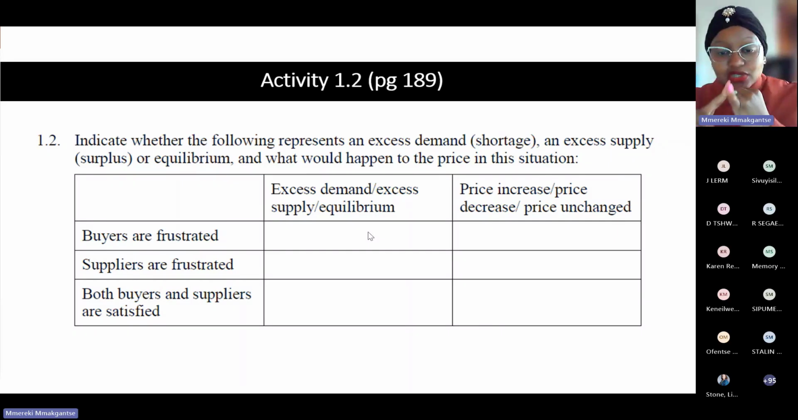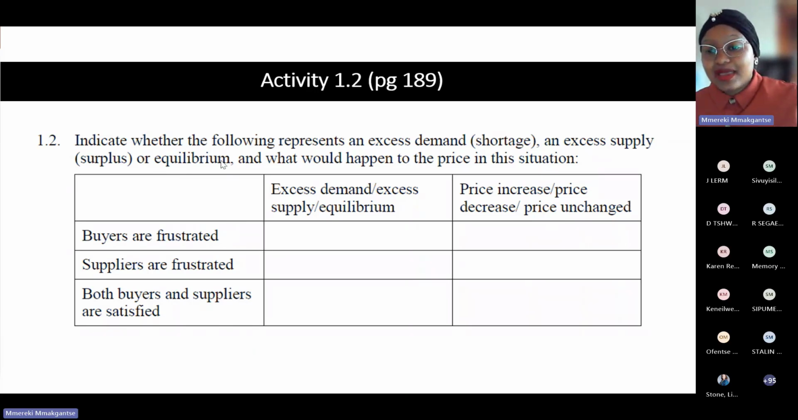Remember, buyers, consumers, are always talking to the demand curve. When you say buyers are frustrated, buyer, consumer, it's you taking those things and putting them in your cart. And the suppliers are where you are getting your things from, whether it's your hair, whether it's your Nike shoes or whatever. Whoever you are getting it from is the supplier.